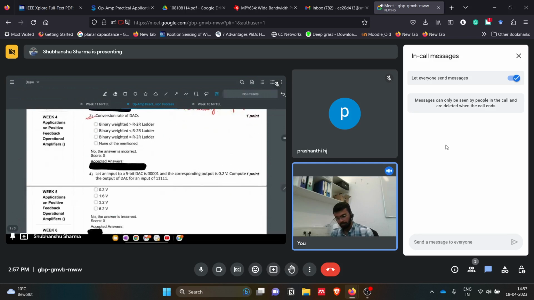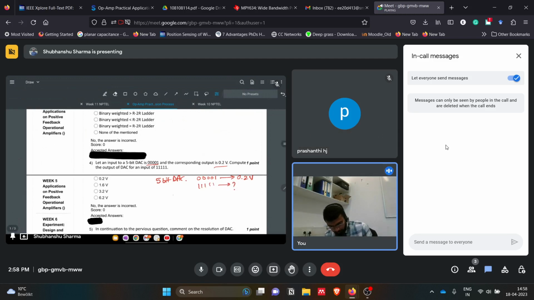Then the next question. The input to a 5-bit DAC is 0 0 0 0 1, and the corresponding output is 0.2 volts. Compute the output of the DAC for an input of 1 1 1 1 1. What will be the output? This is also, I think, easy.